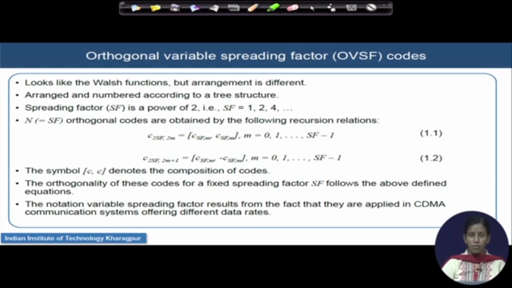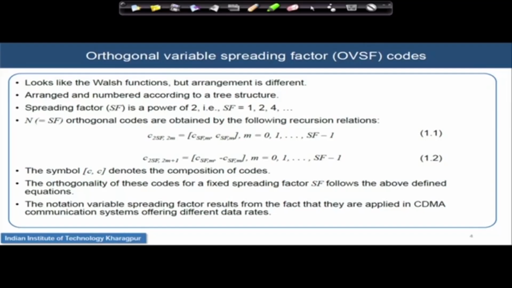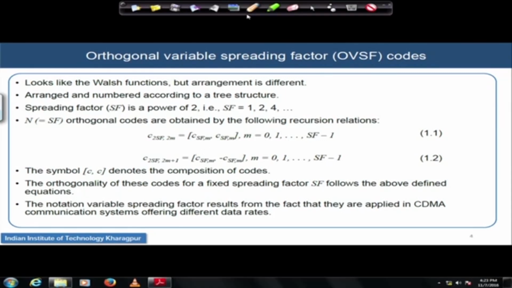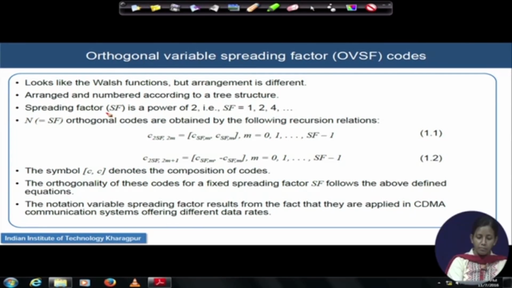Today, as I mentioned, our discussion point is orthogonal variable spreading factor codes. If you look at the structure of the orthogonal variable spreading factor code, you will see a lot of similarity with the Walsh-Hadamard code, but the arrangement is a little bit different. We will see a tree structure getting formed for the OVSF codes based on the spreading factor. The spreading factor is usually a power of 2, so you will get spreading of 1, 2, 4, 8 and so on.